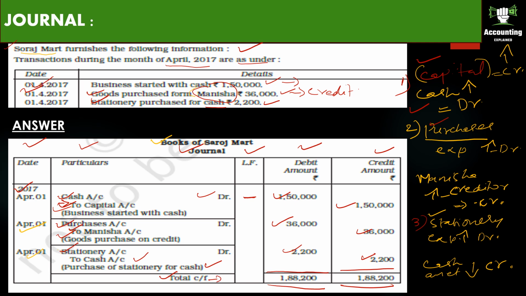Okay. So when you total the debit amount, it is 1,88,200. Credit amount is also 1,88,200. Here we are following double entry system of accounting. For every debit there will be a credit. For every credit there will be a debit. Okay. So always debit side should be equal to the credit side. If it is not tallying, it means you have made a mistake. Okay, you have to rectify the mistake. Now it is tallying, so it is correct. We have made the journal entries in a correct manner.